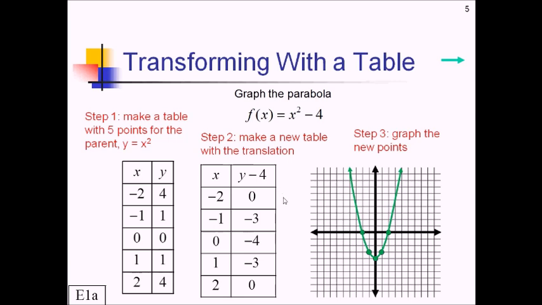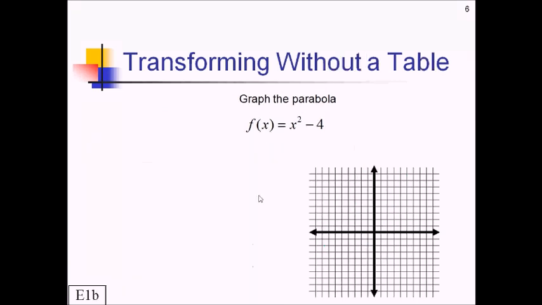So there is a different way. We'll take a look at that now. Another method of doing transformations is to do it without a table. So this is a completely visual method. Instead of making a table for the parent function, we're going to graph the parent function. So we've got (-2, 4), (-1, 1), (0, 0), (1, 1), and (2, 4).